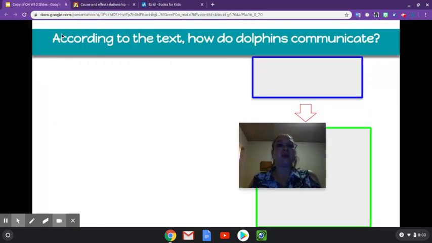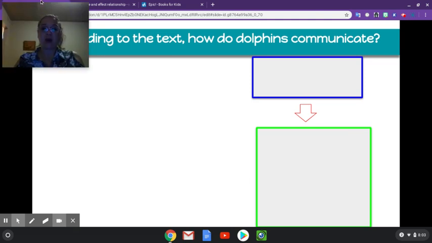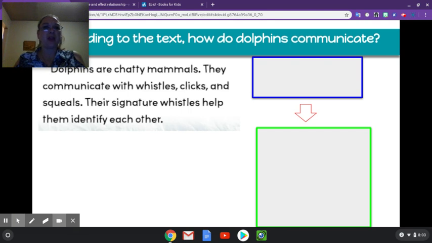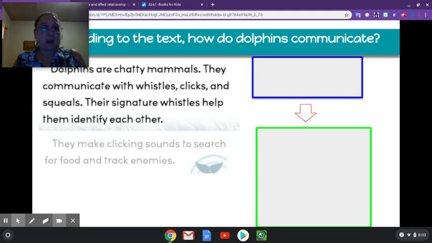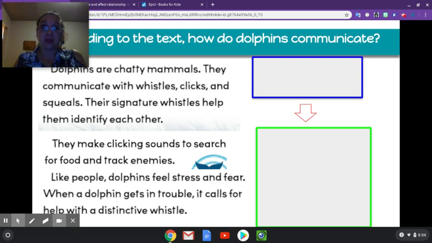Next, we're going to get into, according to the text, how do dolphins communicate? Well, in our parts here, we have dolphins are chatty mammals that communicate with whistles, clicks, and squeals. Their signature whistles help them identify each other. On page 10, we have they make clicking sounds to search for food and to track enemies. And then on page 12, like people, dolphins feel stress and fear. When a dolphin gets in trouble, it calls for help with a distinctive whistle.